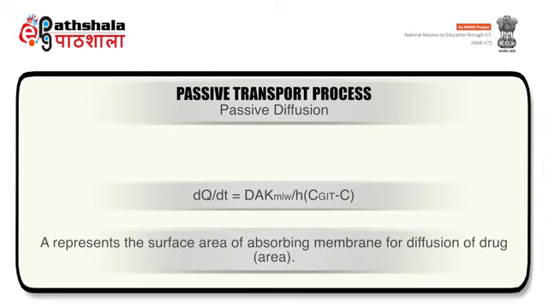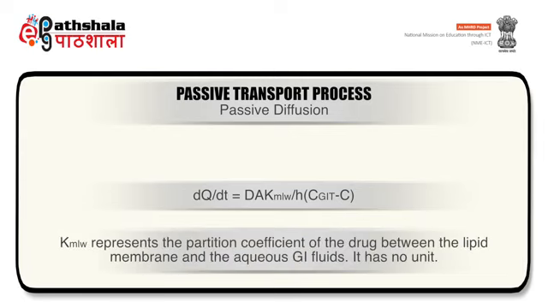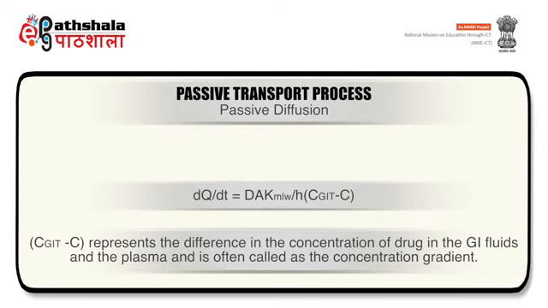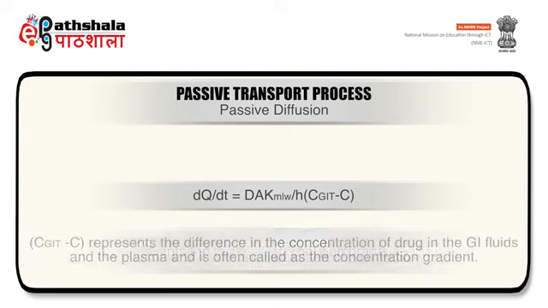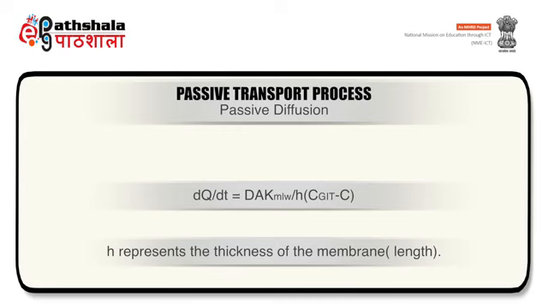A represents the surface area of the absorbing membrane for diffusion of the drug. K, M/W, represents the partition coefficient of the drug between the lipid membrane and the aqueous GI fluid. It has no unit. C_GIT minus C represents the difference in the concentration of drug in the GI fluids and the plasma, and is often called the concentration gradient. H represents the thickness of the membrane.